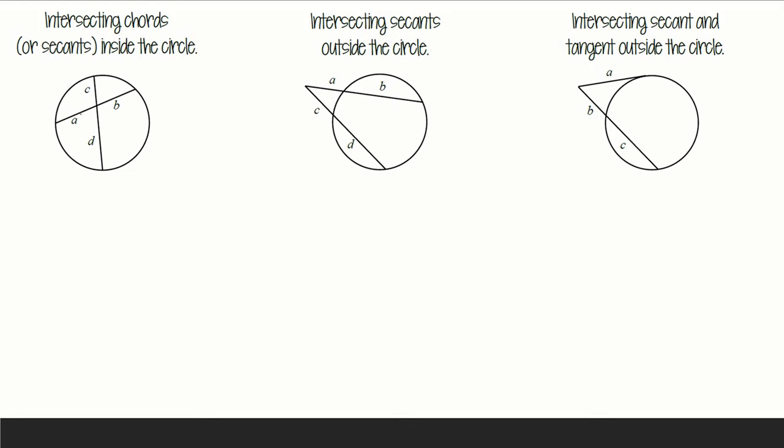So we break down each one into two parts, right? We say A times B is going to be the same as the other two parts, which is C times D. For the secant outside of the circle, we have the outside part, which is A, times the entire length of that secant line. The entire length is A plus B, so that's A times (A plus B). And it's the same for the other part: the outside part, C, times the entire length, which is C plus D.